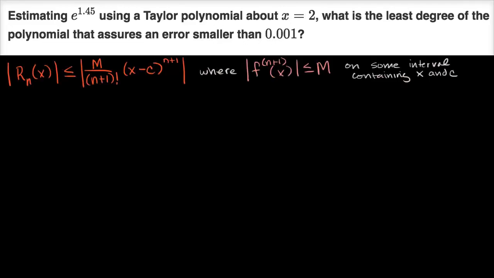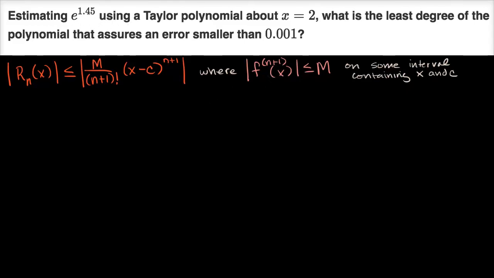Just as a reminder, this is a review of Taylor's remainder theorem, and it tells us that the absolute value of the remainder for the nth degree Taylor polynomial is going to be less than this expression right over here. Now, n is the degree of our polynomial in question. The x is the x value at which we are calculating that error, in this case 1.45. And c is where our Taylor polynomial is centered. But what about our m? Well, our m is an upper bound on the absolute value of the n plus 1th derivative of our function. That might seem like a mouthful, but when we work through the details of this example, it'll make it a little bit more concrete.